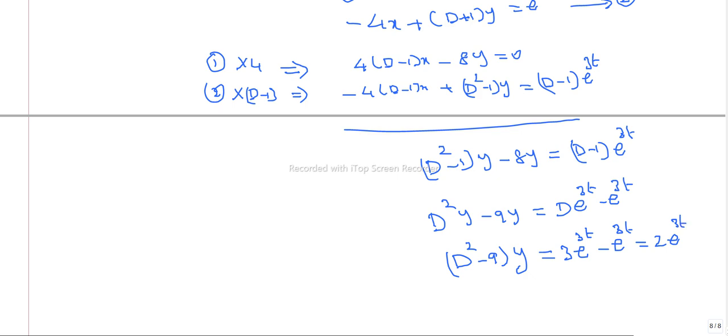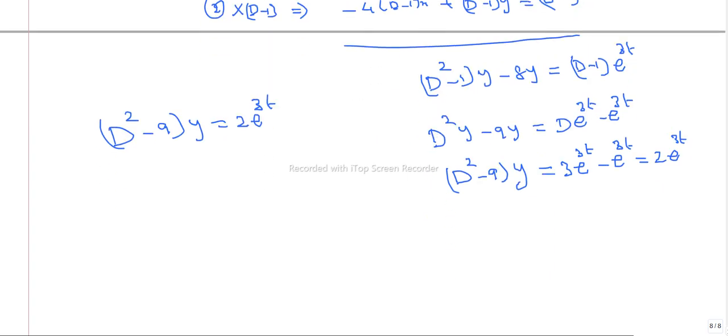Now we get an equation with a single variable. So (D squared minus 9) times y equal to 2 times e^(3t). So you have to find the auxiliary equation, you have to find the solution y in terms of t. So what is the auxiliary equation here? m squared minus 9 equal to 0. Therefore m equal to plus or minus 3. Therefore the complementary function is, the roots are real and distinct, because this is nothing but (m plus 3) into (m minus 3).